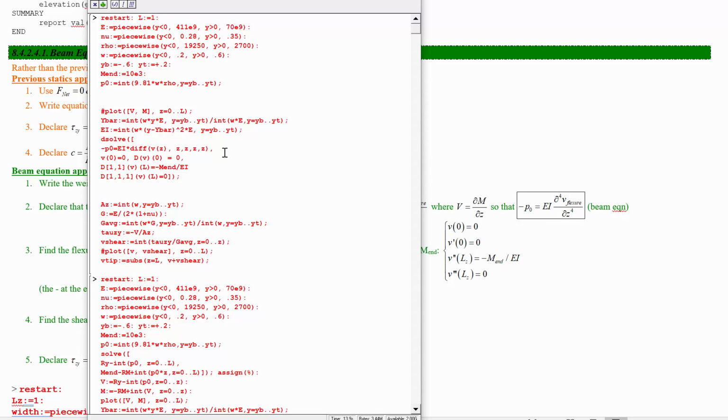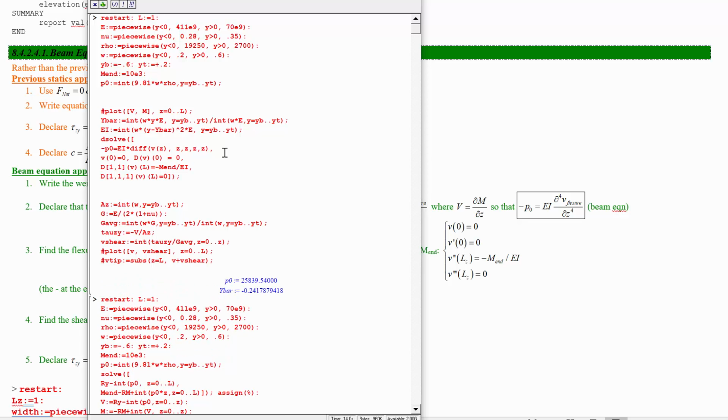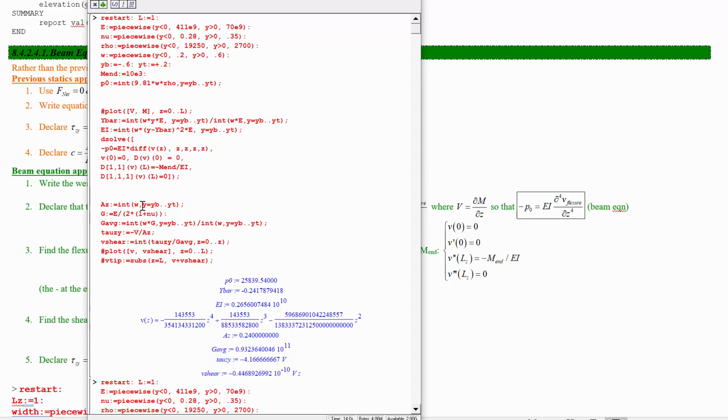Okay, so we won't be able to do this plot, and we won't be able to do this just yet, but the rest of it might work. Let's see. Oh, we need a comma. And we've got our V at Z solution. So let's say V is equal to the right-hand side of that.